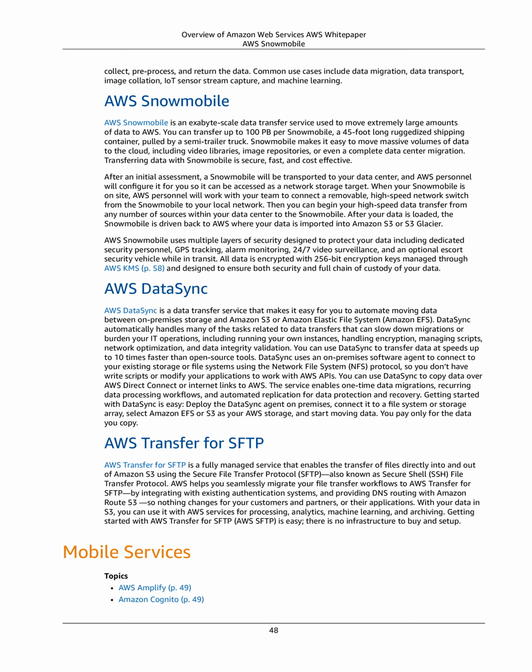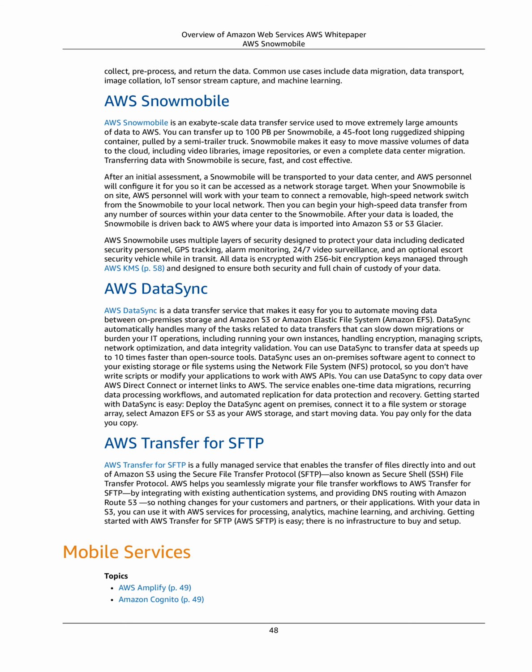AWS DataSync. AWS DataSync is a data transfer service that makes it easy for you to automate moving data between on-premises storage and Amazon S3 or Amazon Elastic File System, Amazon EFS. DataSync automatically handles many of the tasks related to data transfers that can slow down migrations or burden your IT operations, including running your own instances, handling encryption, managing scripts, network optimization, and data integrity validation. You can use DataSync to transfer data at speeds up to 10 times faster than open source tools.